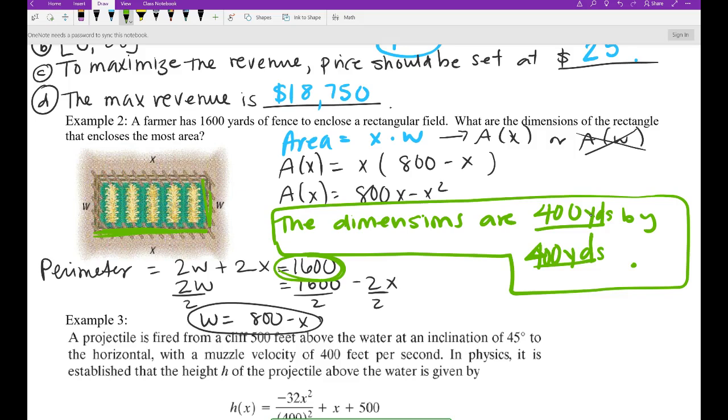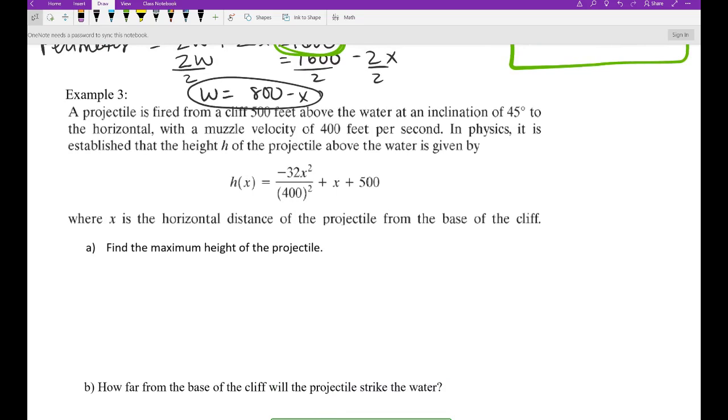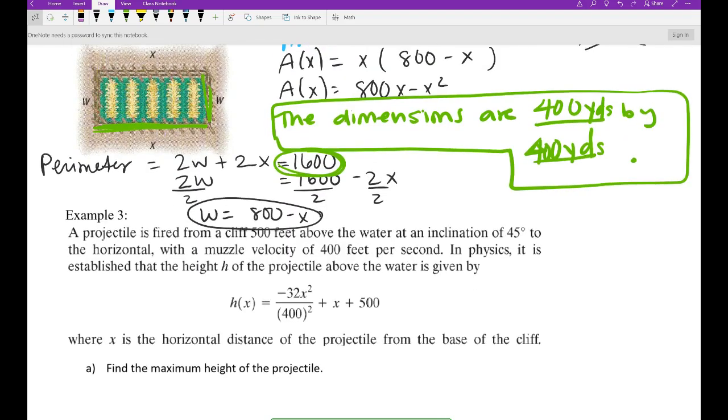Okay. Moving on to example three. And then you plug it all the way back into the original area formula, which was just A equals xw. So you can put it in the area because the y on your calculator gives you area equals 16,000, right? So you can take 16,000 divided by x, and it will give you w, or you can plug it back into the perimeter equation and then solve for w that way as well. Okay.